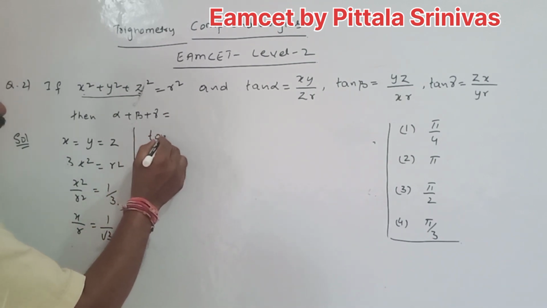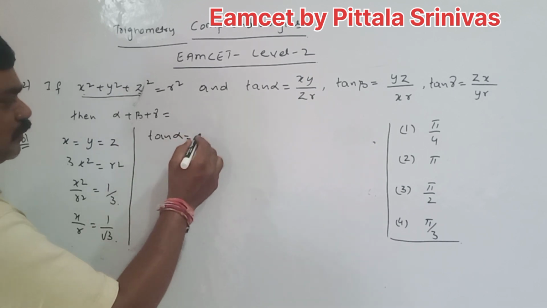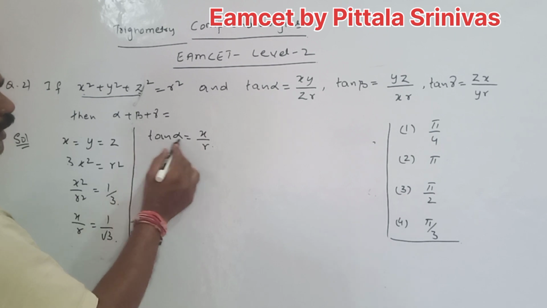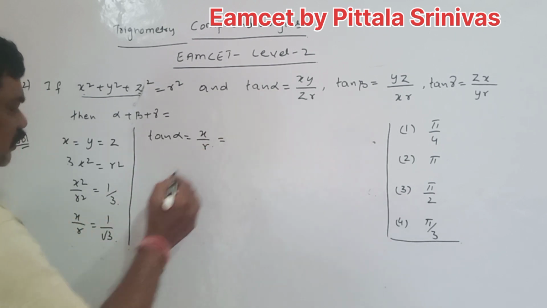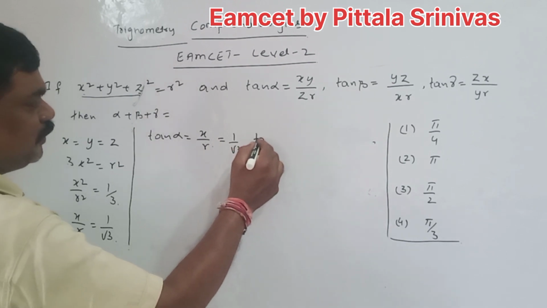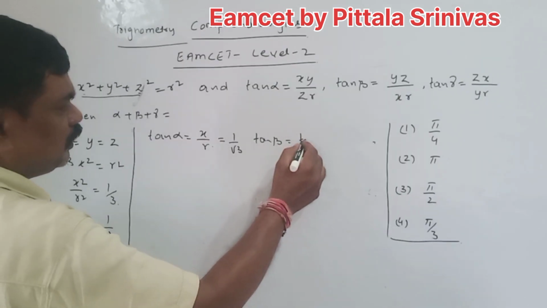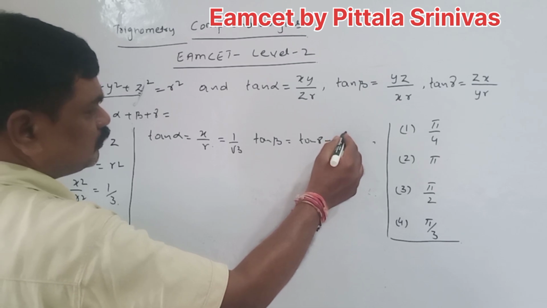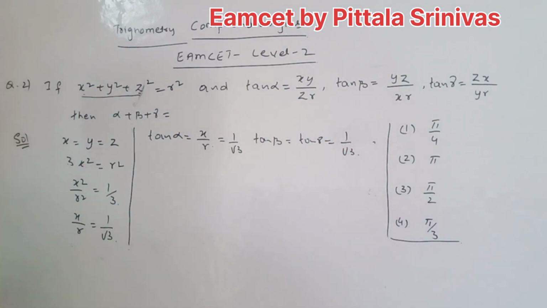Then what is tan alpha? Tan alpha is equal to x by r, which is equal to 1 by root 3. And tan beta is equal to tan gamma is equal to 1 by root 3.